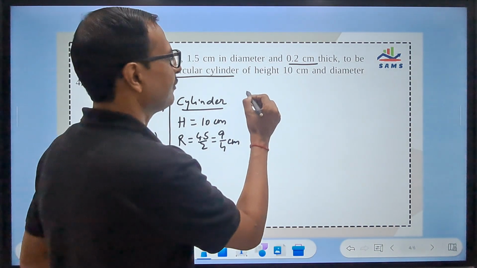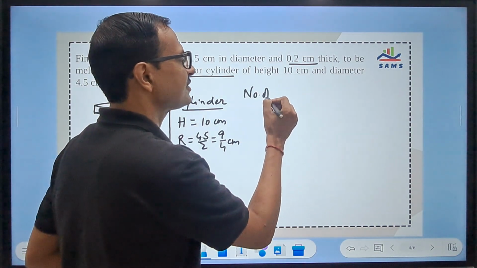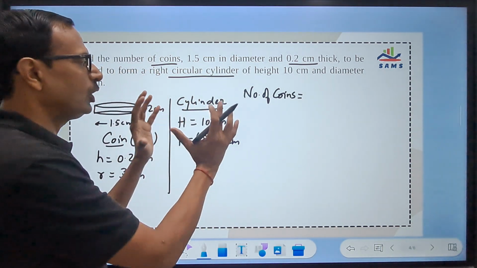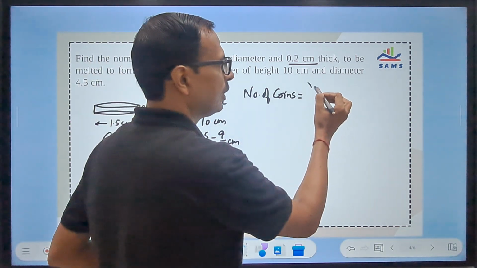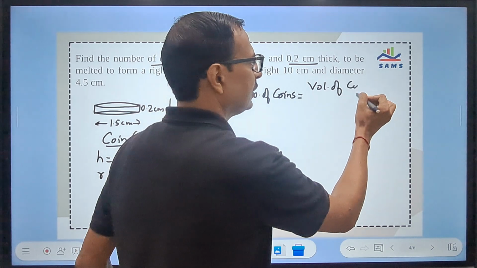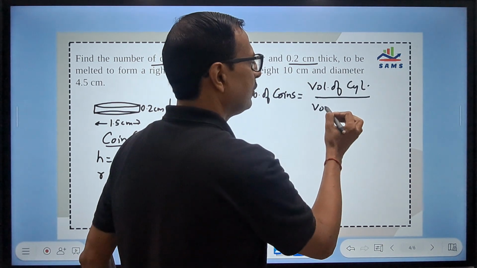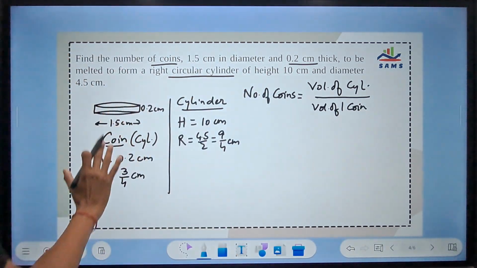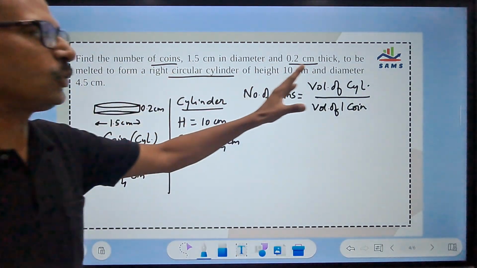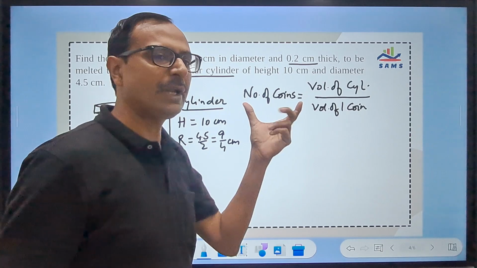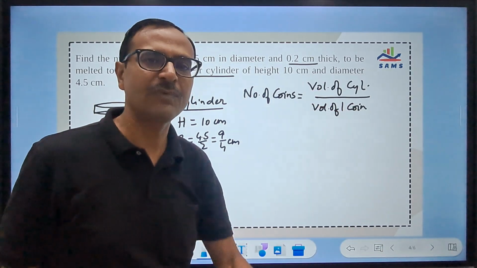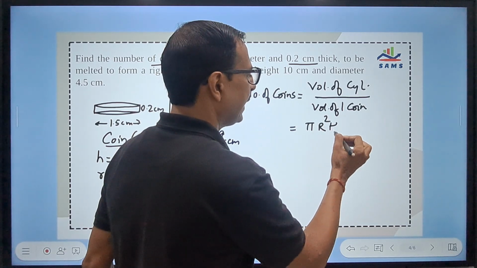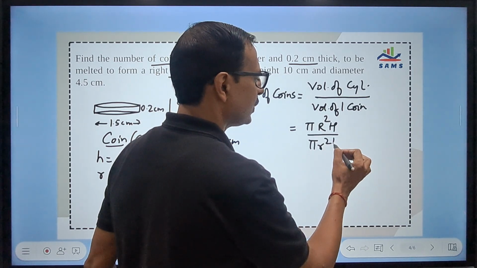So what will we do? Whenever we have to find the number of something, number of coins in this case, we will take the volume of the bigger solid which is formed, so volume of big solid, and divide it by the volume of one small thing which we are melting. In this case it is coin. So the two volumes when divided will give you the number of coins required. Now that is the concept we need to use. Volume of cylinder pi r square h and volume of coin pi small r square h, right?